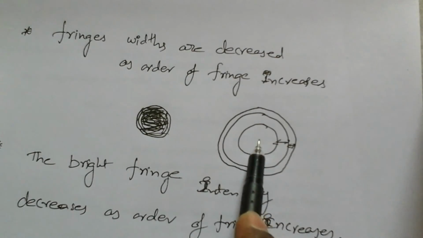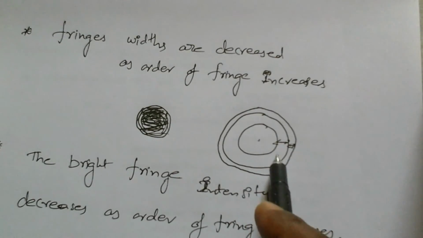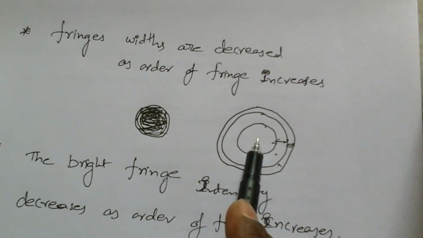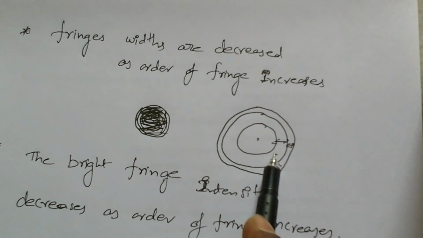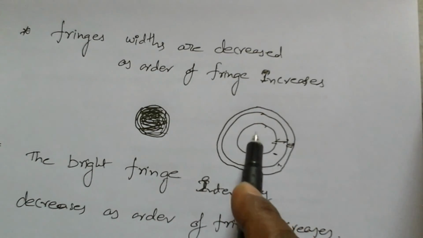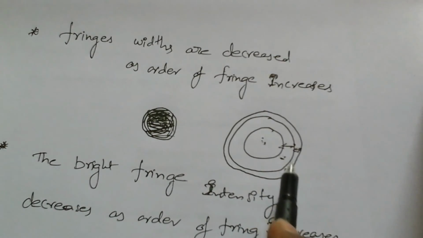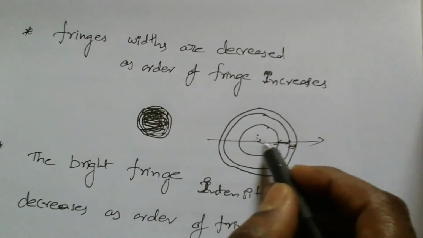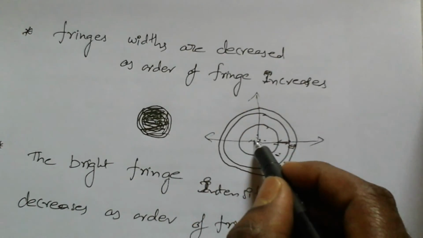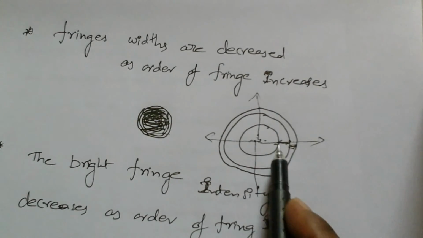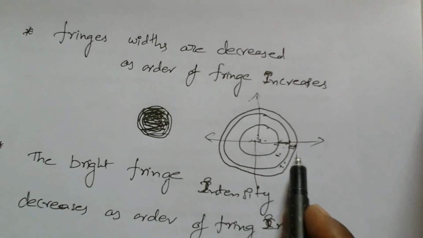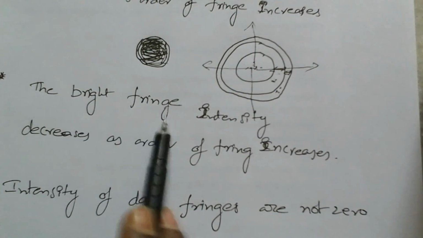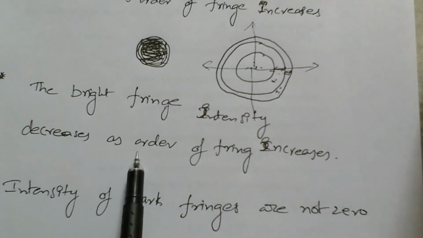Zero order, first order, second order and so on. Zero order has the highest fringe width. First order has less fringe width compared to zero order. This fringe width is less and this is very less. Like this, as you go in any direction, you can observe the fringe width decreasing, and the bright fringe intensity decreases as order of fringe increases.